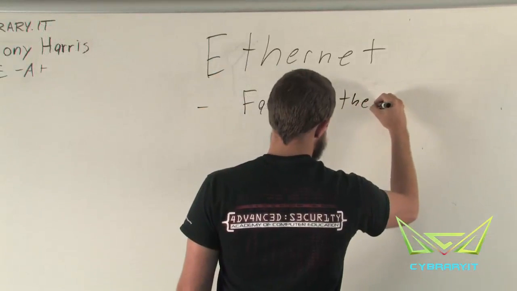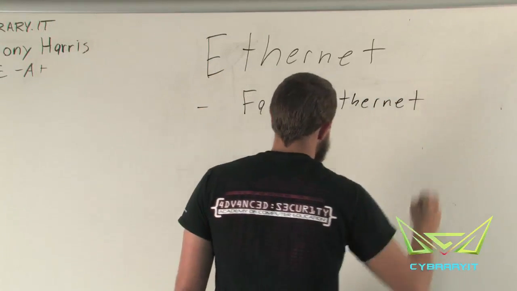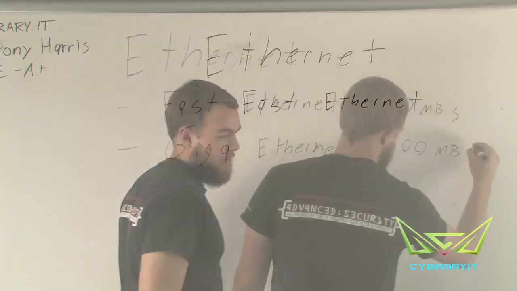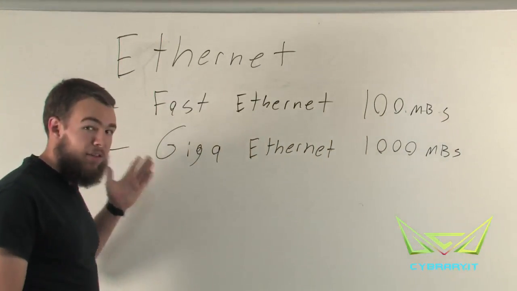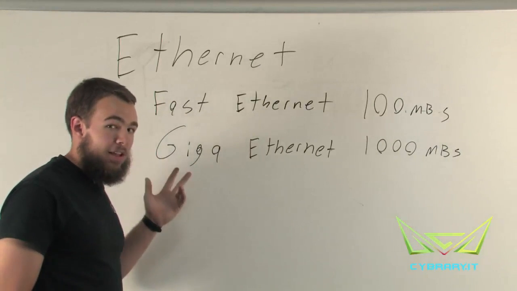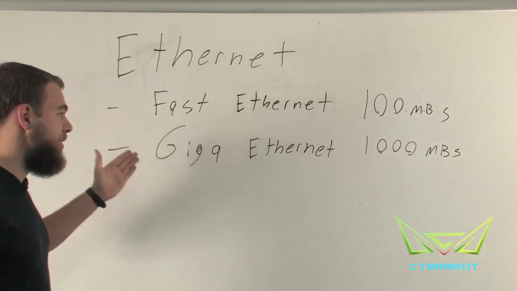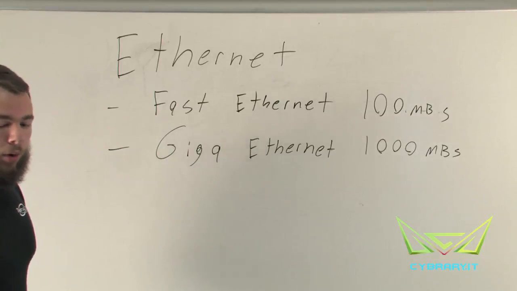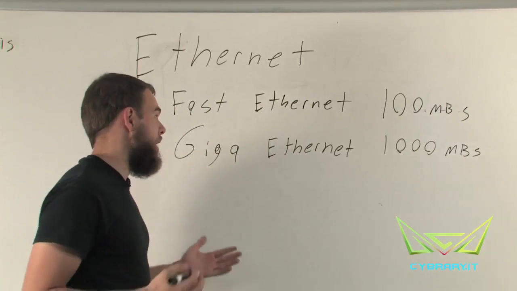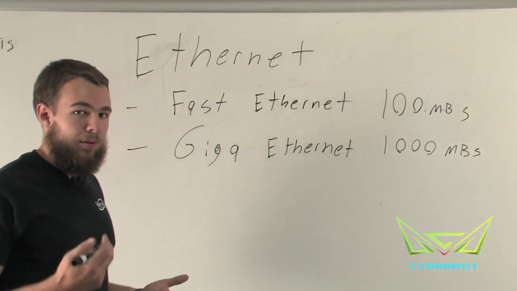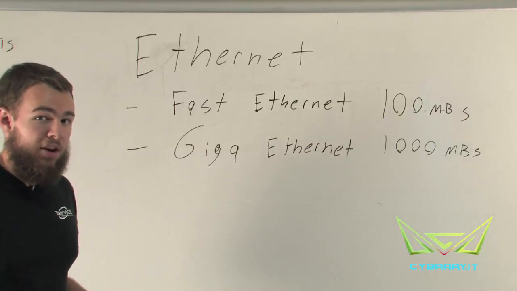Two speeds that we really want to focus on is going to be our fast Ethernet at 100 megabytes per second, and then our gigabit Ethernet at 1,000 megabytes per second. Say you're in an environment where you're using a fast Ethernet connection and we want to upgrade to a gigabit Ethernet connection. Well, there's a few components that we need to recognize that really make up this transition. It's not as simple as just swapping out a cord or swapping out an Ethernet card.